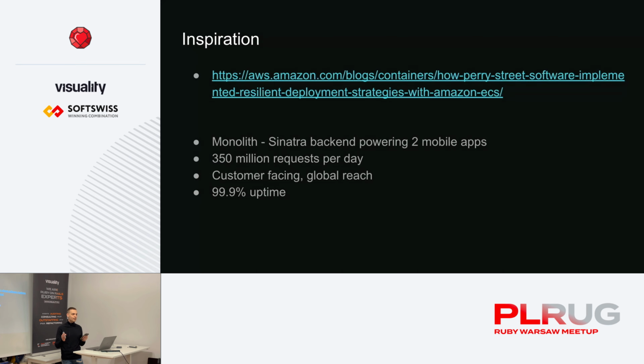As context, our company has a big monolithic application. It's a Sinatra backend powering 2 mobile apps. And we observe around 350 million requests per day. It's a customer-facing business. It's a dating app with a global reach. So our application being down is really not acceptable.